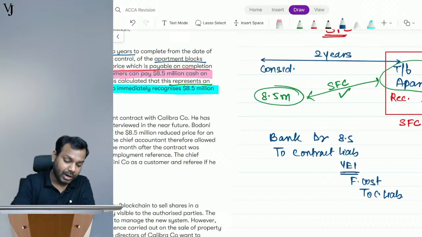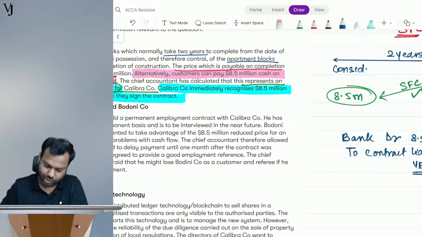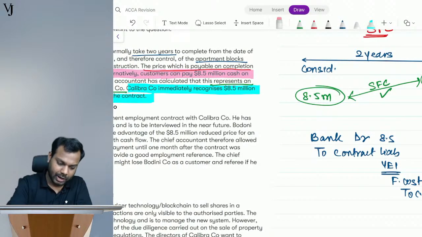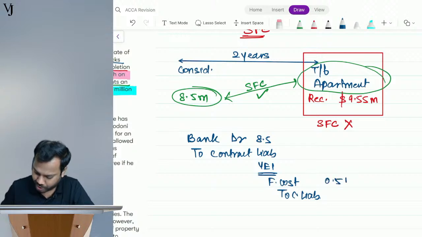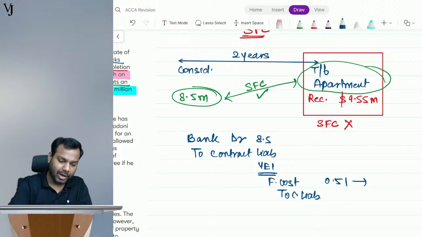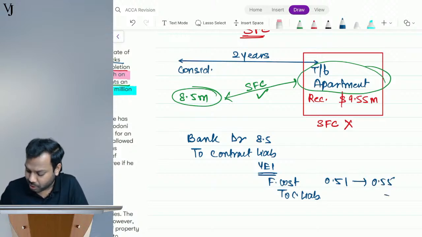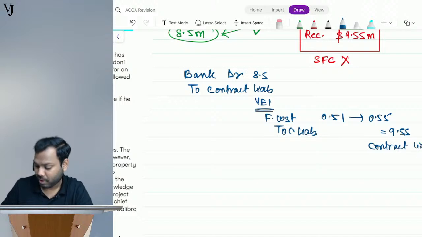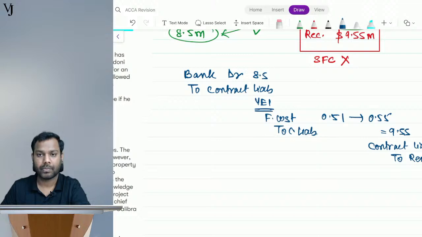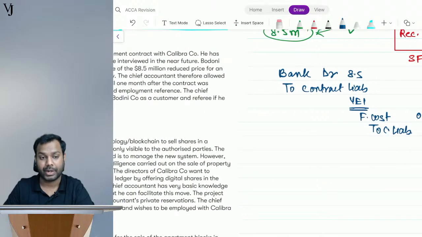8.5 into 0.09. Not 0.09, it's 0.06, sorry. 8.5 into 0.06 is 0.51, and for year 2 it will become 8.5 plus 0.51 into 0.06, which is 0.54, and the contract liability becomes what? 9.55, and here I will recognize revenue, that is contract liability account debit to revenue, how much? 9.55. This is how I have to do the accounting.